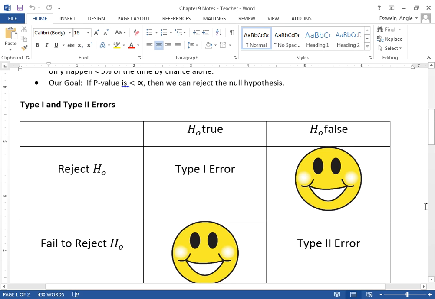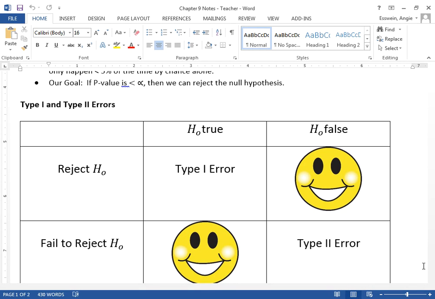Type 1 and type 2 errors. A type 1 error is when you reject H naught when it was actually true. I'll have a question for you about it.